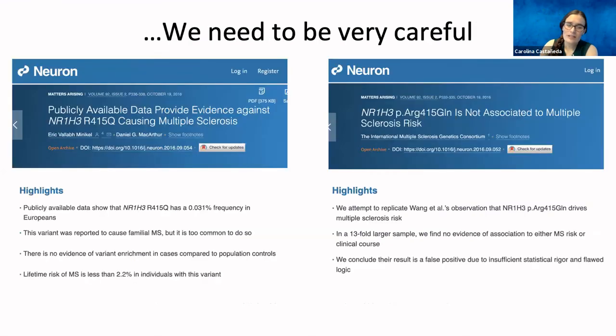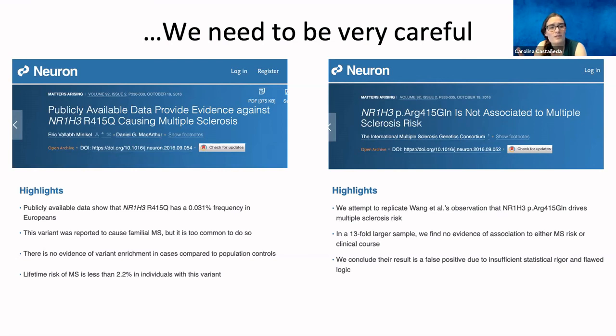Later that same year, two papers were published. In the first of them, the authors proved that this variant is very frequent in the population. And it turns out that multiple sclerosis is not as frequent as this variant, so it should not be related to the phenotype as the other paper said. So one of the highlights that they report is that there is no evidence of variant enrichment in cases compared to population controls, since it is pretty common in the population. And in the other paper, they increased the number of subjects that were studied, and they saw that in a 13-fold larger sample, they found no evidence of association to either multiple sclerosis or clinical course.